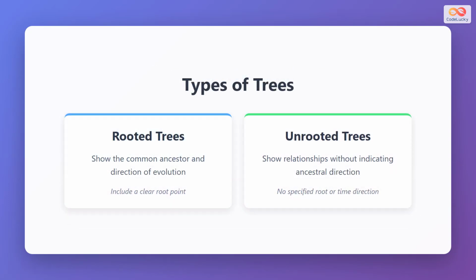There are two main types of phylogenetic trees. Rooted trees show the common ancestor and direction of evolution with a clear root point. Unrooted trees show relationships between species without indicating ancestral direction. They don't have a specified root or time direction, but still reveal which species are most closely related.